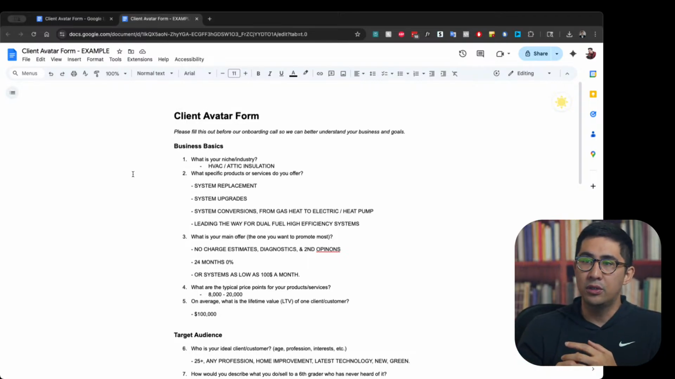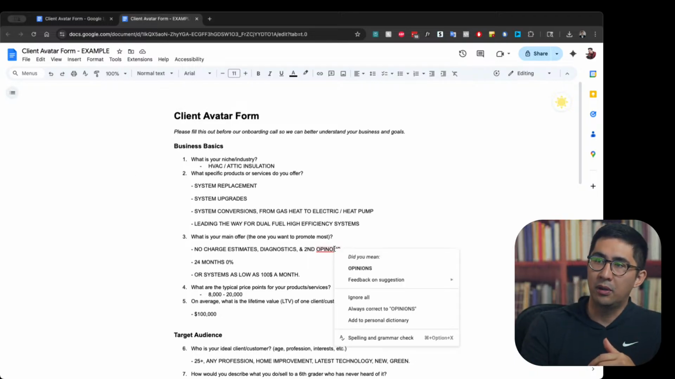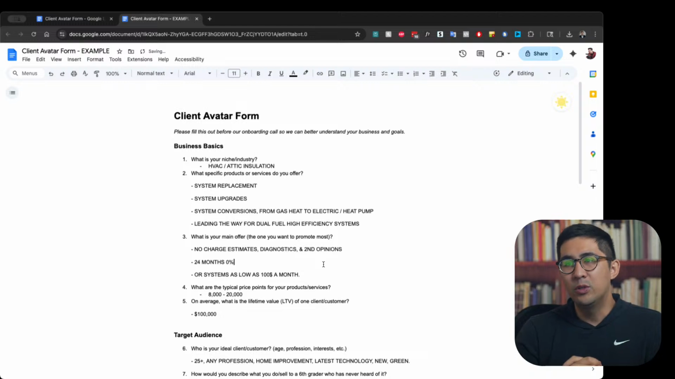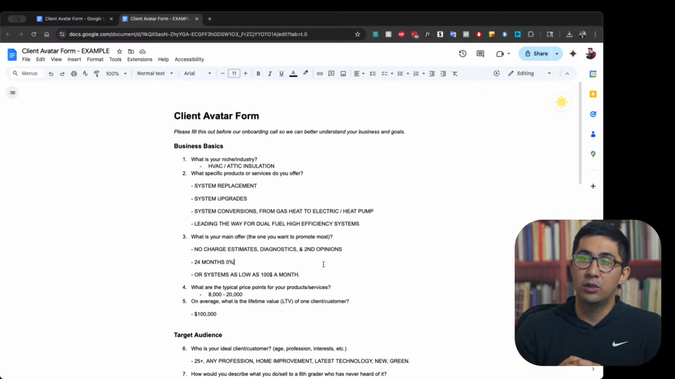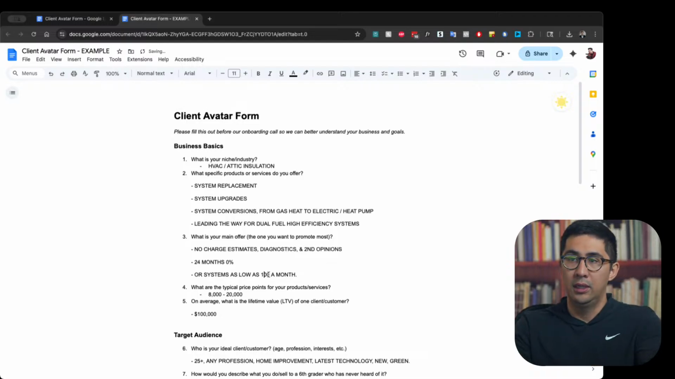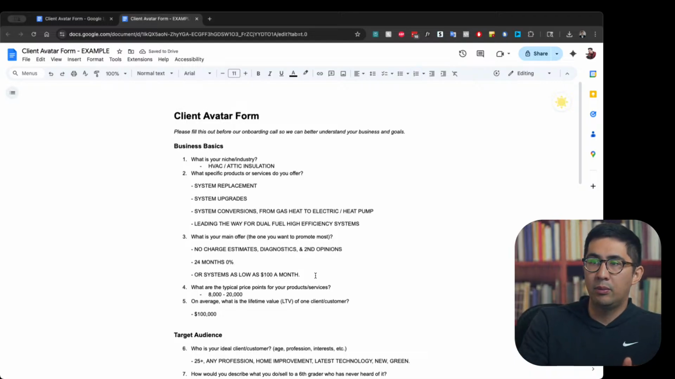What is the main offer? So he talked about no charge estimates, right? So free estimates, diagnostics, second opinions. I think opinions is spelled wrong, but that's fine. 24 months, 0% interest, or systems as low as $100 a month, right? So that's cool. Now, again, the thing with these is that most people offer this. A lot of people offer this.